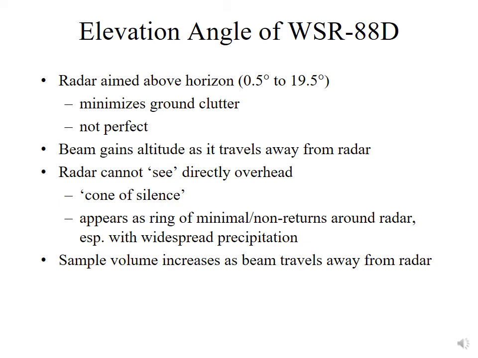So those elevation angles, as mentioned before, range between 0.5 and 19.5 degrees. The reason they don't go below 0.5 degrees is because they want to try to minimize ground clutter. And of course, the beam gains altitude as it travels away from the radar. And as it turns out, most people don't realize this, but the radar can't see directly overhead. And we refer to this as the cone of silence. And it appears as a ring of minimal or no returns around the radar. And the other thing to note, of course, is that the sample volume will increase as the beam travels away from the radar, so that the resolution is degraded as you move further and further away from the radar.